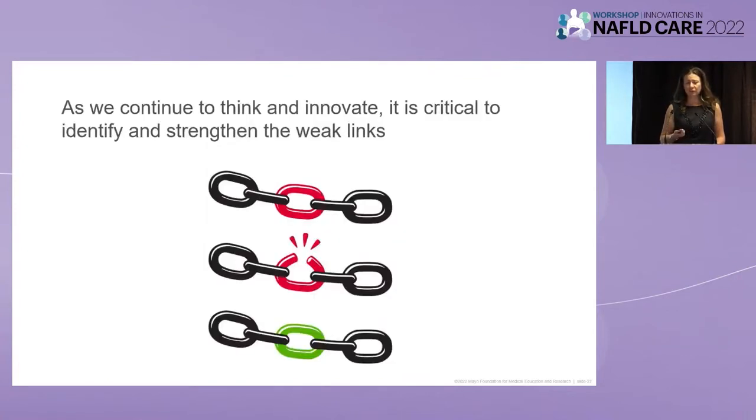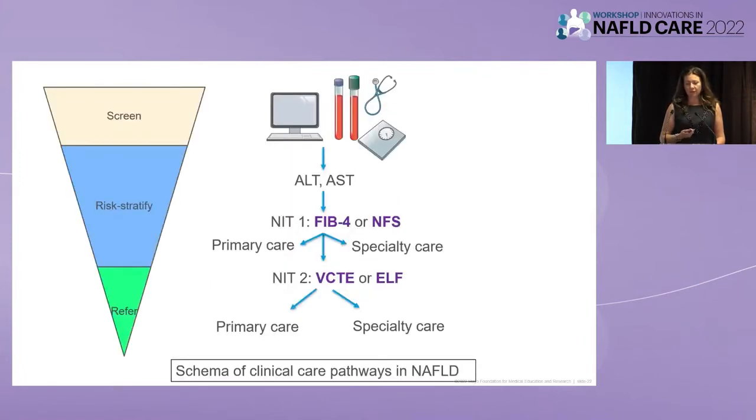Because as we continue to think and to innovate, and this is an innovations in NAFLD care workshop, we need to think outside the box. It's critical to identify and strengthen the weak links. So where are they? I'll go back to the simple schema, again, bird's eye view, and going to step 1, NAFLD awareness. In my view, this is the biggest one, and we've talked about this yesterday, and I commended Helen for putting objective data. Where do we need to start? How do we start getting into the primary care field and outside of the liver world?